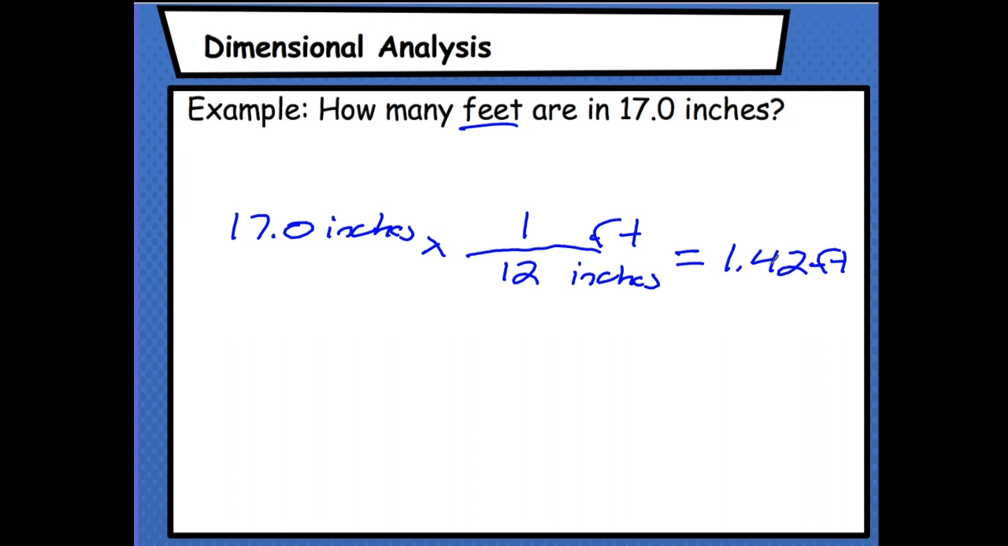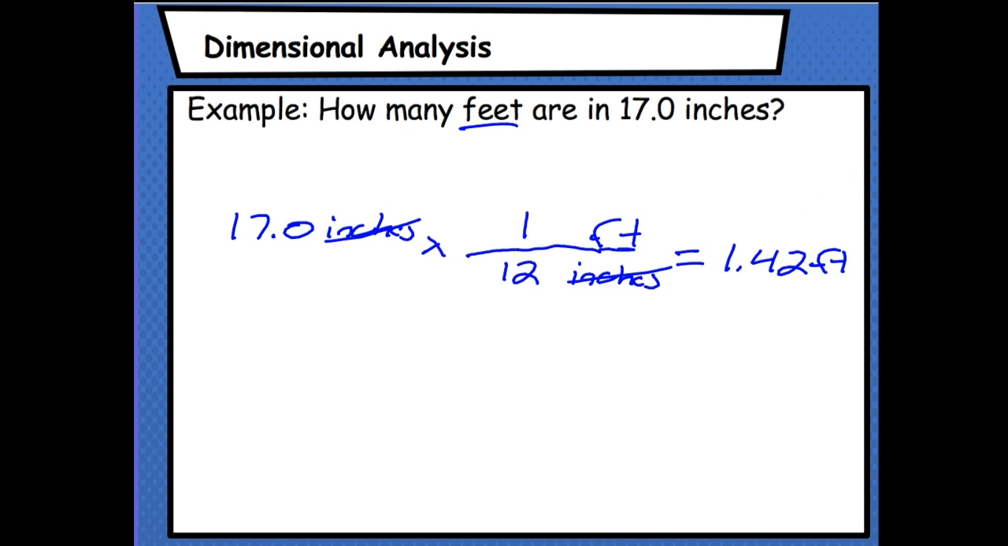So this is probably a question that you cannot figure out in your head unless you're really that good. But using dimensional analysis, it's a really easy question. 17 inches, here's my given. Multiply, here's my fraction bar. I'm looking for feet, so that goes on top. I'm given inches, that goes on the bottom. I now populate my numbers in the proper places on the fraction bar. My units will cancel out. Inches will cancel out with inches. I'll be left with feet. So 17 times 1 divided by 12 got me my answer, 1.42 feet.